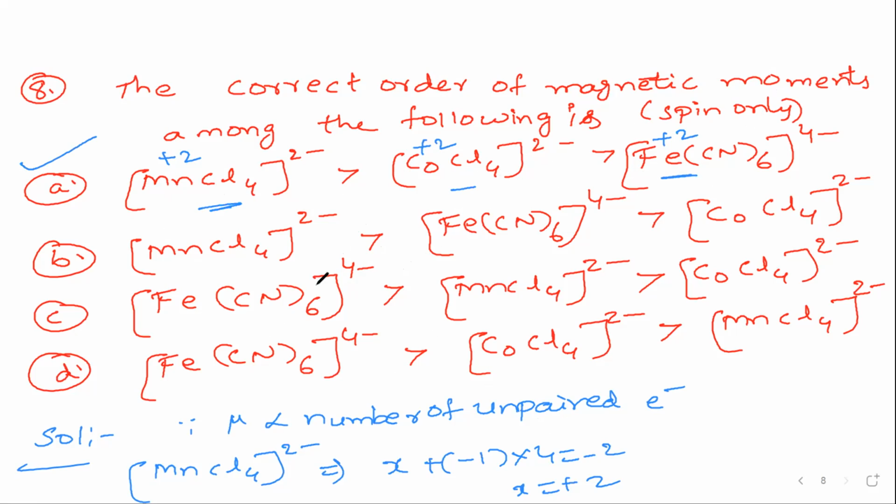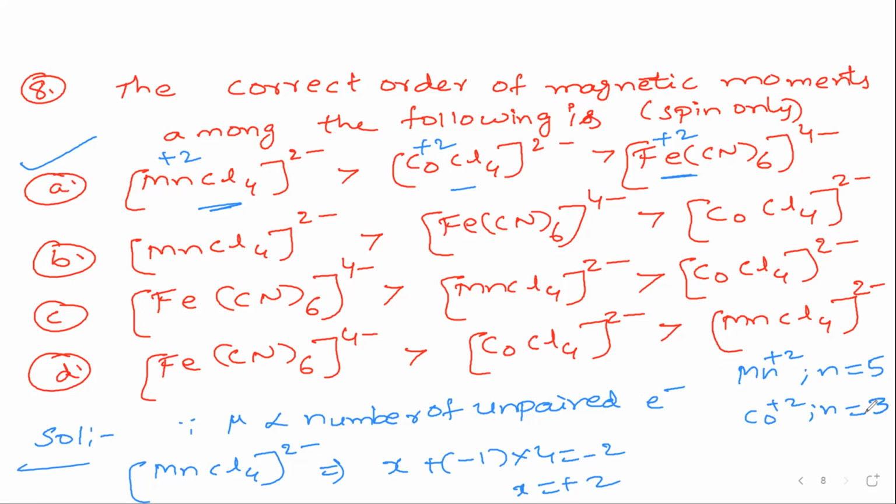Because manganese plus 2 contains how many unpaired electrons? Let us see now. Manganese plus 2 contains 5 unpaired electrons. So in this case, n is equal to 5. And cobalt plus 2 contains how many unpaired electrons? Let us see now. Cobalt plus 2 contains n is equal to 3 unpaired electrons.